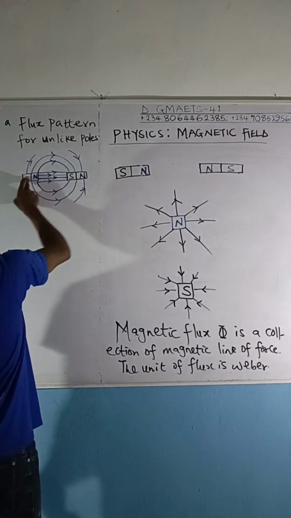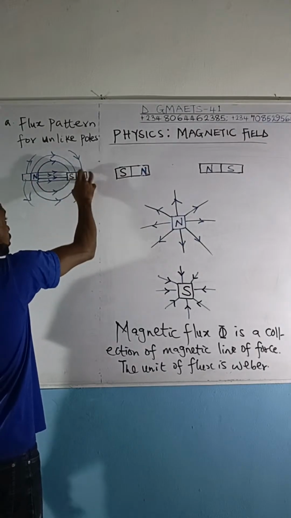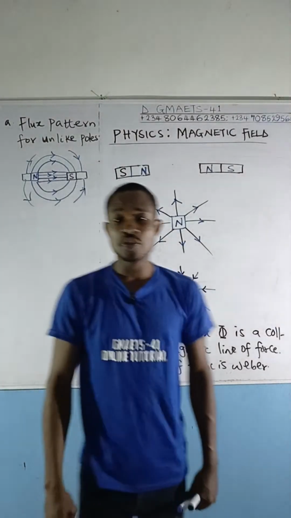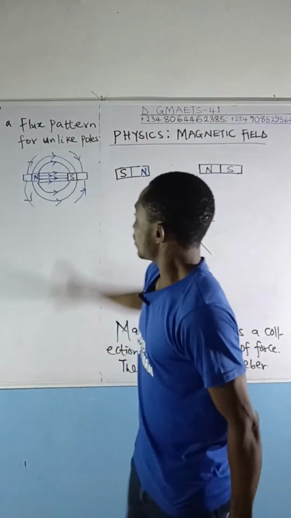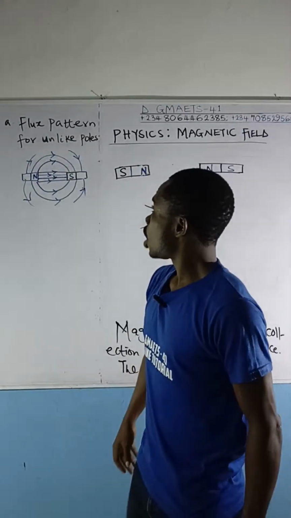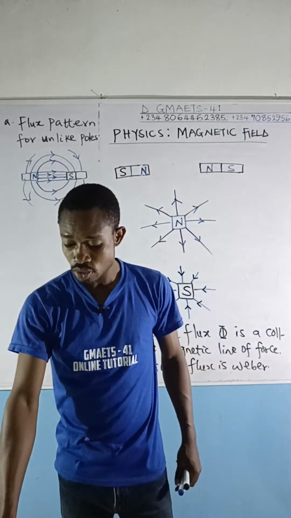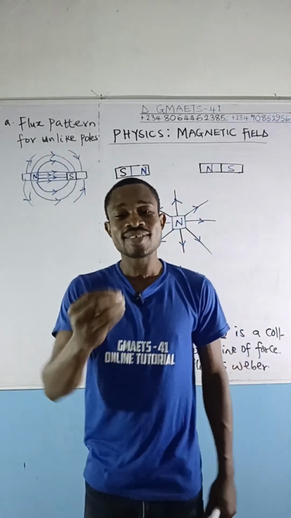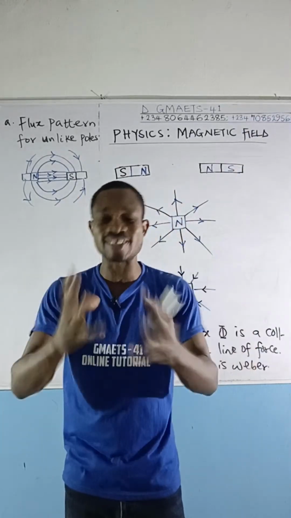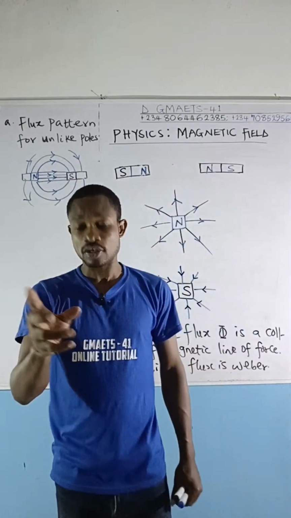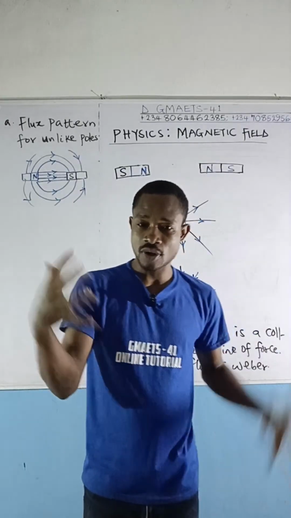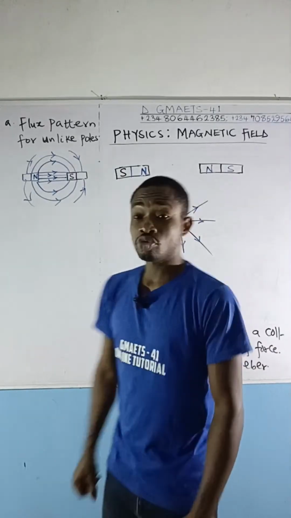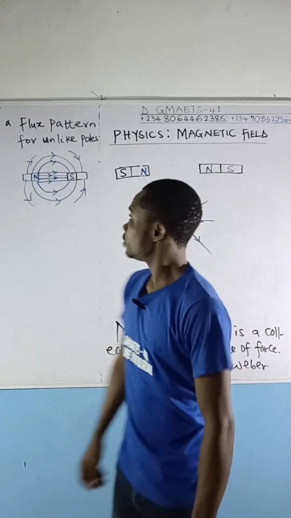Let me wipe off this south and north here. It's not necessary. So this is how the line of force is going to be for the case of two unlike poles. This is the flux pattern. This is the magnetic line of force pattern. Remember, flux is the collection of lines of force. This is interesting.